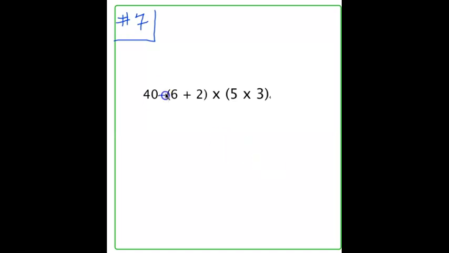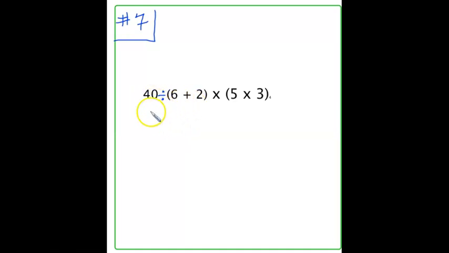Are you ready for a little challenge? Oh my gosh, look at all the stuff on here. However, will we figure it out? Well, we're just going to look at this like we would the order of operations. We know that we would be doing the things in the parentheses first, which would mean we'd end up with 40 divided by 8 times 15. And since at that point we would just be left with multiplication and division, we would just go left to right.